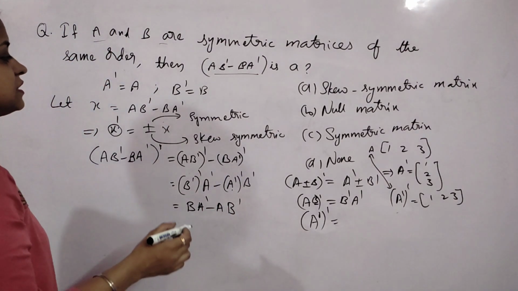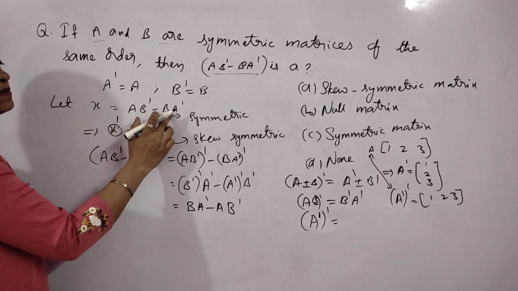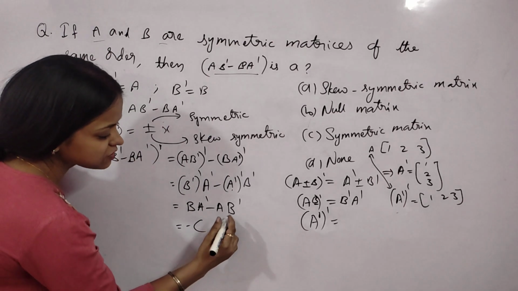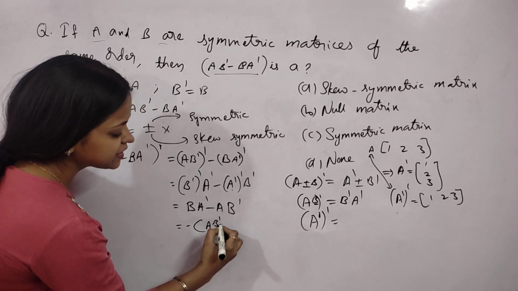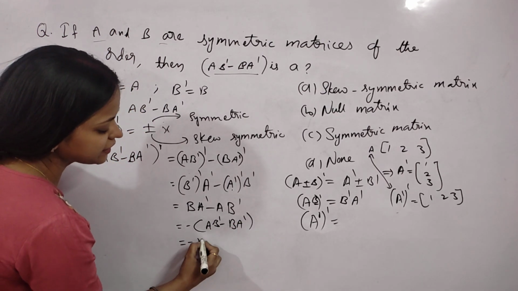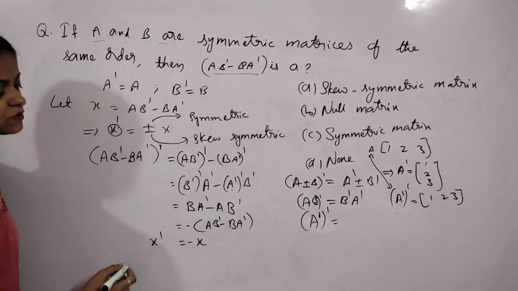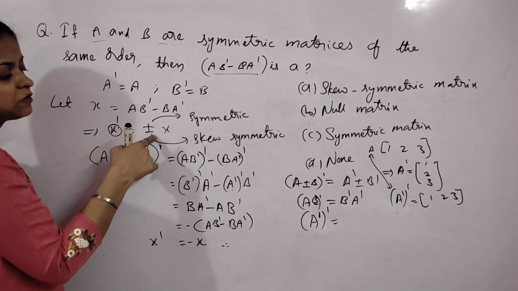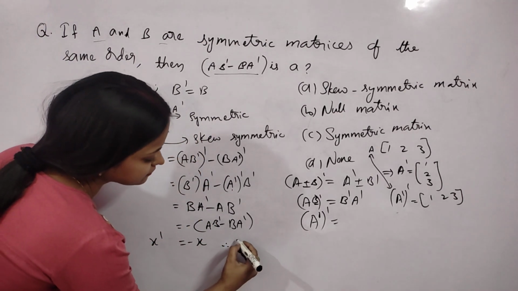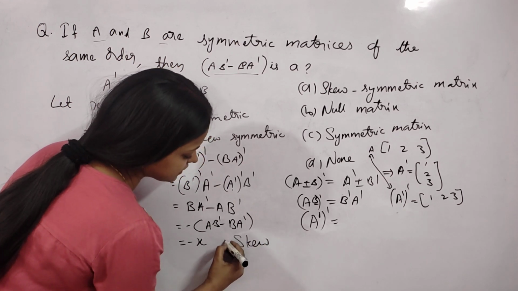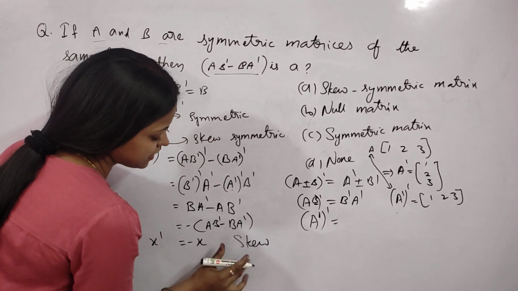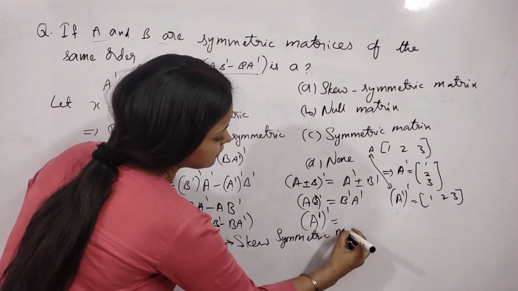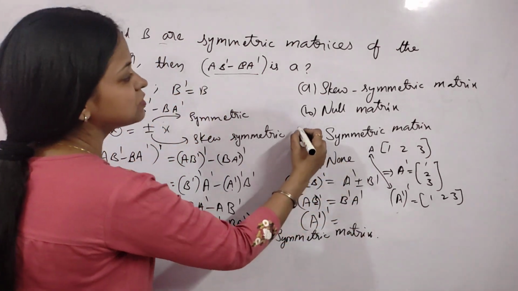Now our X is in terms of AB' minus BA', and we got BA' minus AB'. If we take minus as common, AB' minus BA' comes, so we get the answer as minus X. Therefore, if it were positive, it would be symmetric, but we got negative. Negative means our X is a skew symmetric matrix. So option A is correct.